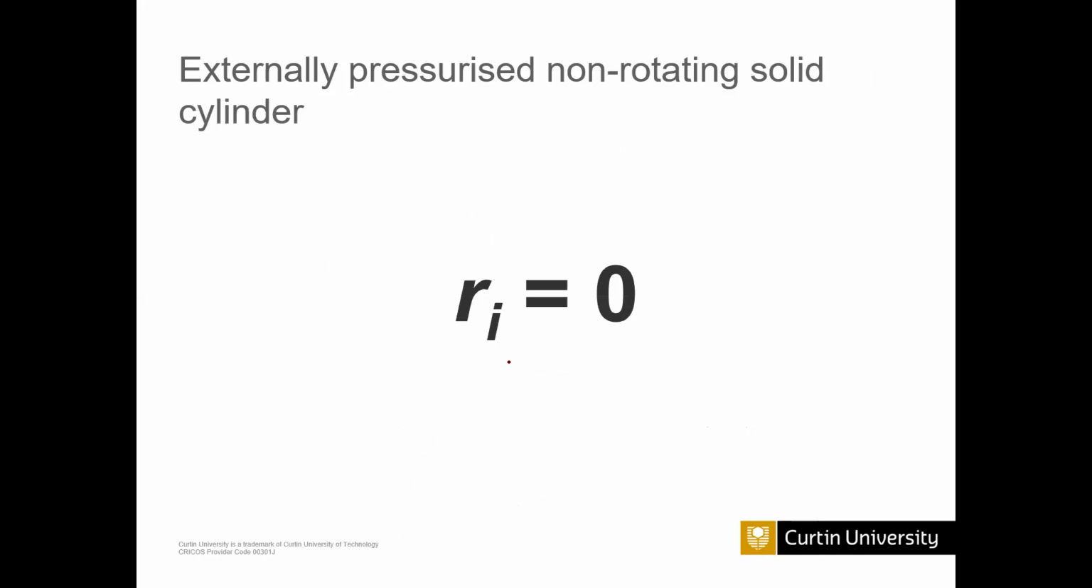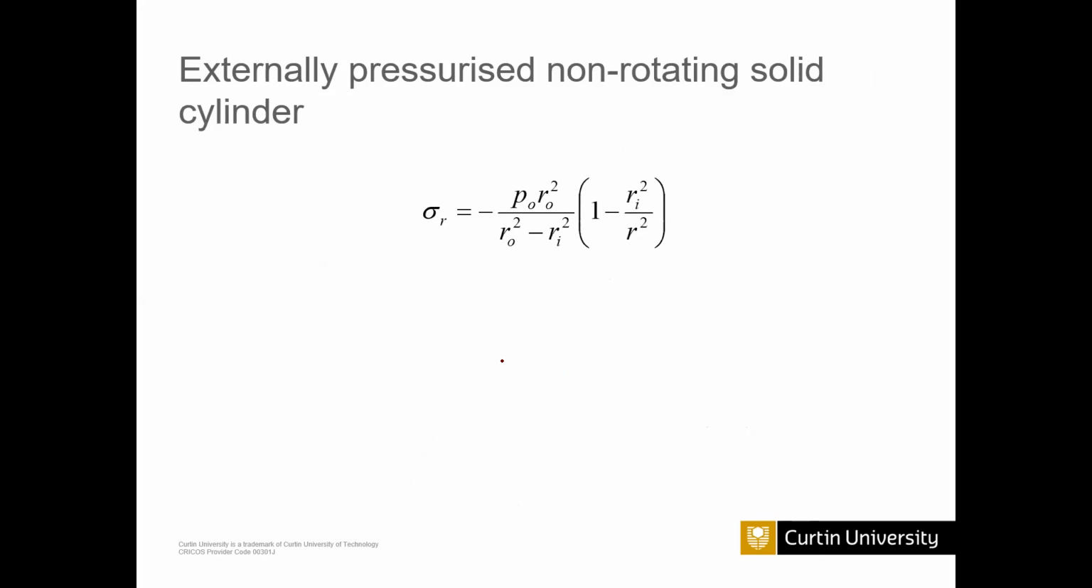Then, the externally pressurized non-rotating solid cylinder. In that case, Ri equals 0, since it is a solid cylinder. We don't want to use the general equation now, because the Pi terms will be 0, since externally pressurized means internal pressure is equal to 0. This is the equation for the externally pressurized non-rotating cylinder. If it is a solid cylinder, Ri also goes to 0, so these terms also go to 0. So what happens to the equation? Let's see.